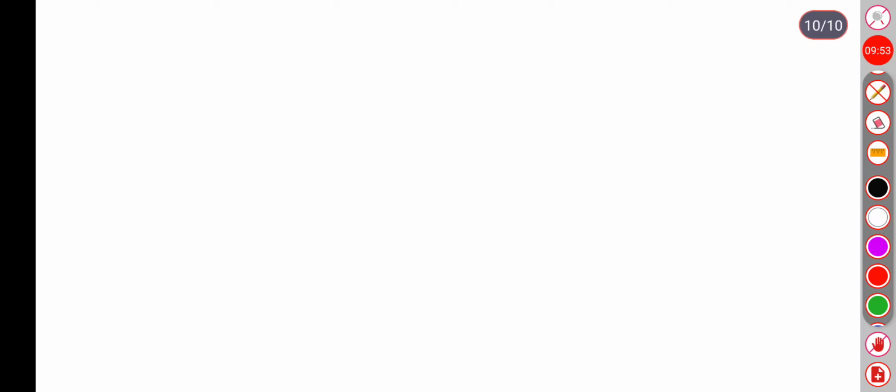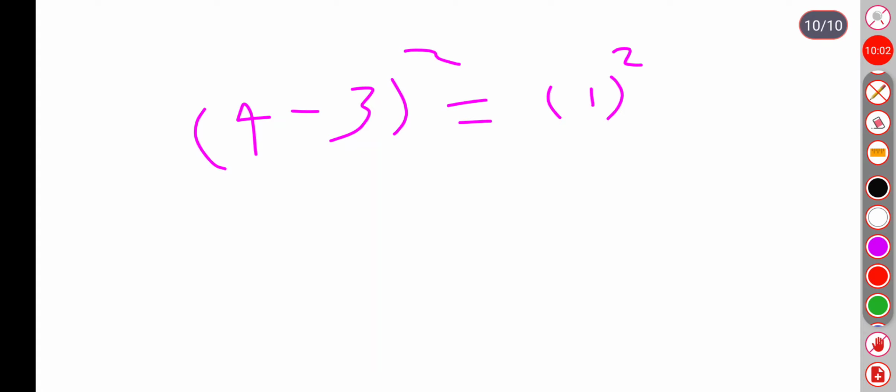So we have a question here: (4 minus 3) the whole square. (4 minus 3) the whole square is obviously, 4 minus 3 is 1, the whole square is 1 itself. Now let's see if we can use our identity and find the same answer. So we should be getting 1 if we use the identity. If we are not getting 1, then the identity is wrong.